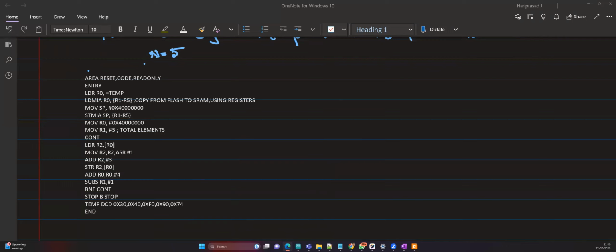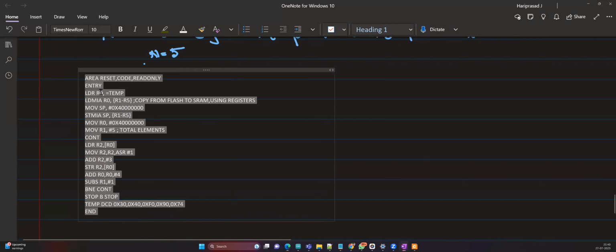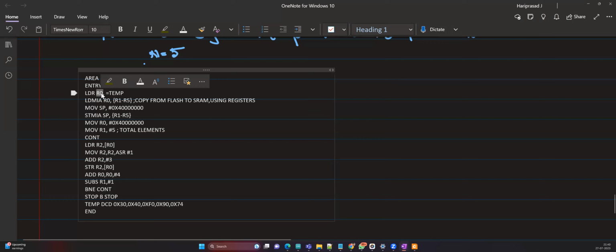Whatever the memory location is there in R0, it is 64 bit, since it's an SRAM address. So the contents stored at the address in R0 will be loaded into R1 and R5. Oh, yes, sir. Okay.